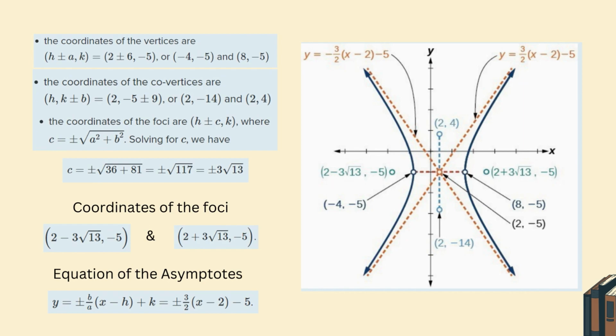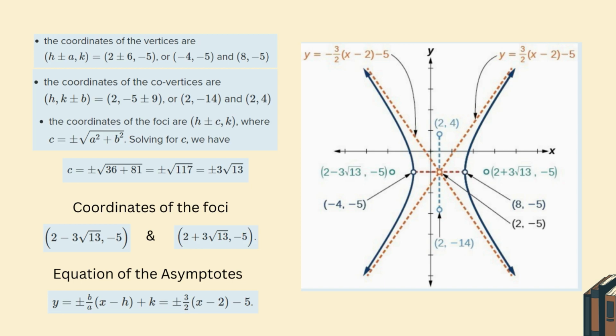The coordinates of the vertices, or (h plus minus a, k), is equal to (2 plus minus 6, negative 5), or (negative 4, negative 5) and (8, negative 5). The coordinates of the co-vertices, or (h, k plus minus b), which is equal to (2, negative 5 plus minus 9), or (2, negative 14) and (2, 4).